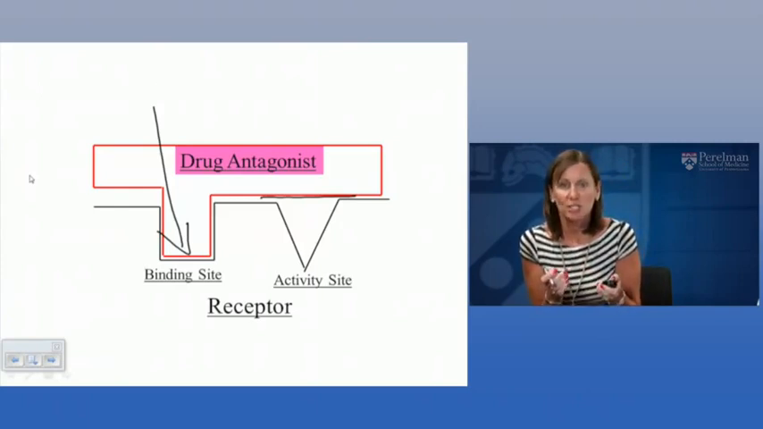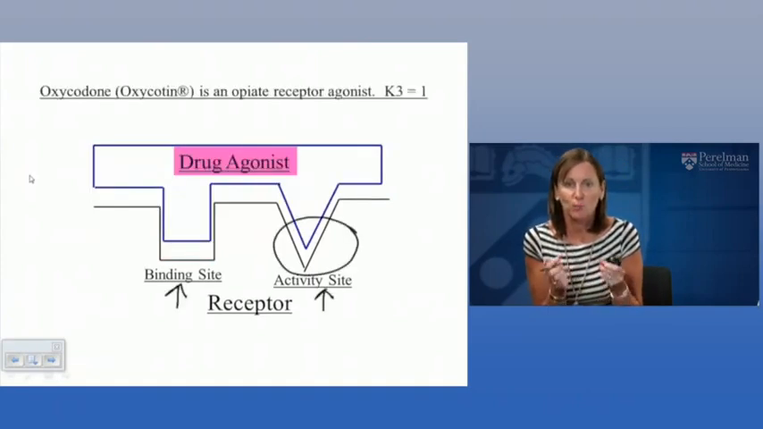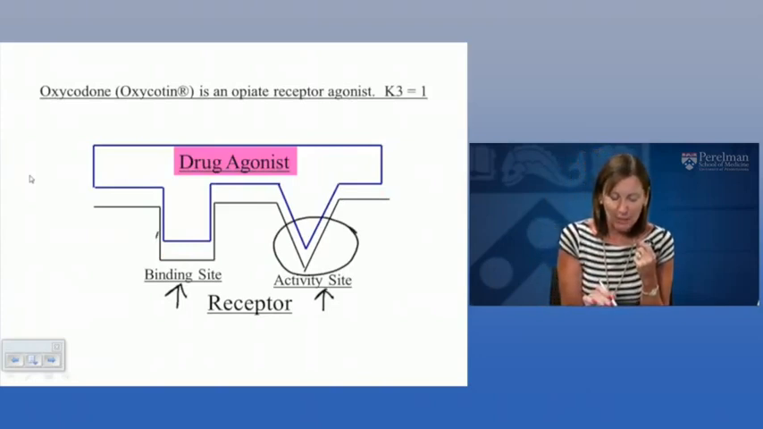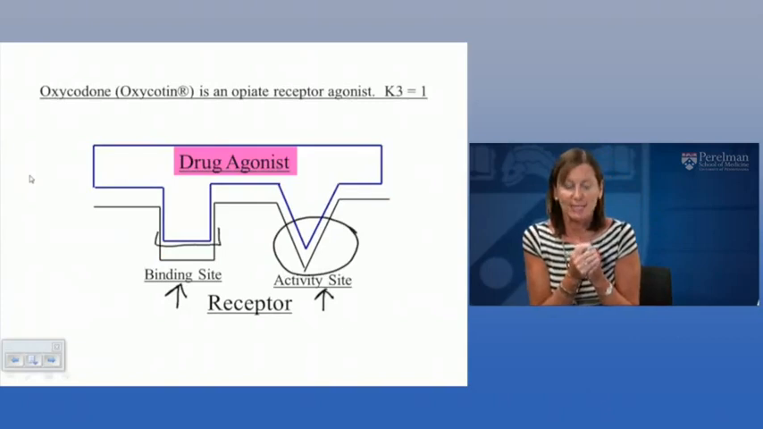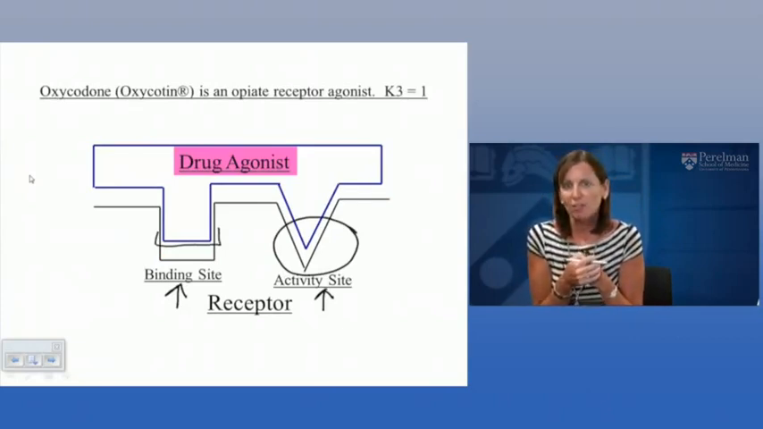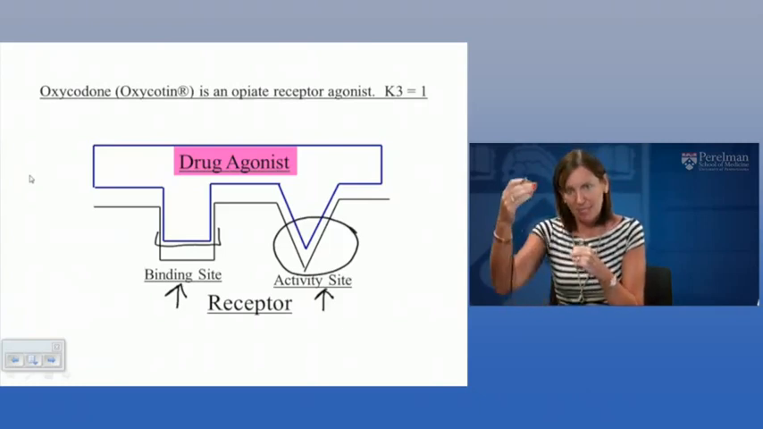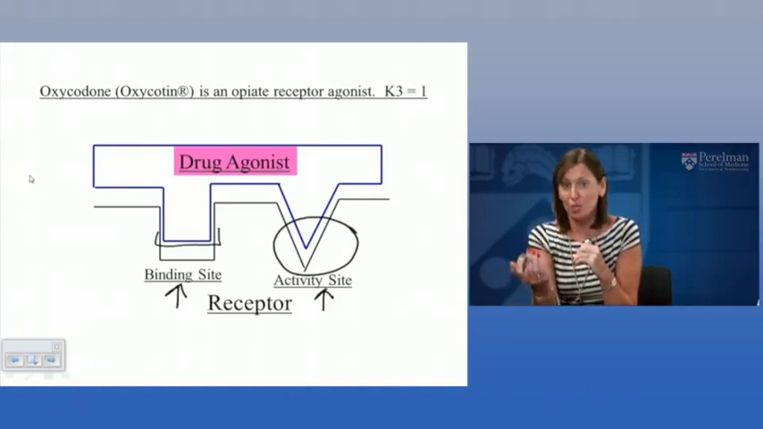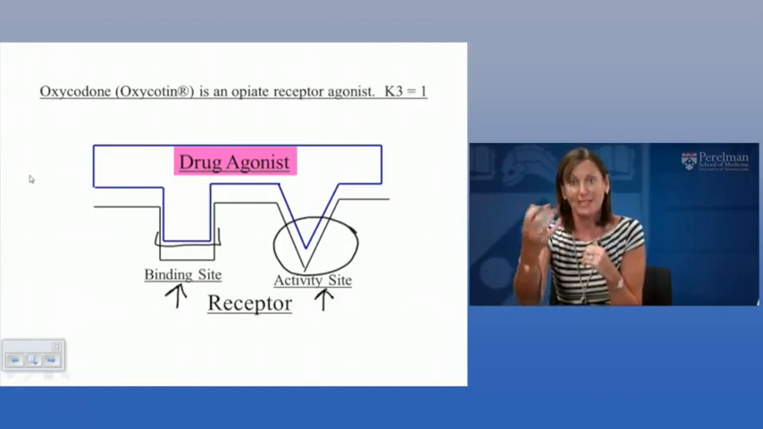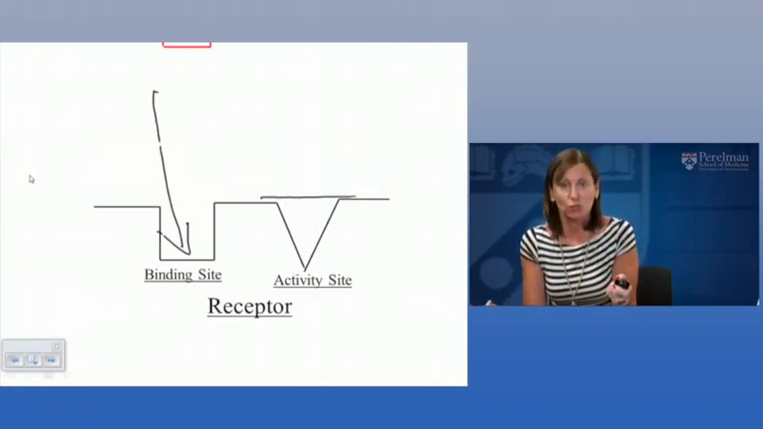And I'll return to this slide just one more time. In here, the agonist binding, you can see inserts into the binding site and inserts into the activity site. One of the things about agonists is that they come onto the receptor, they come off the receptor. So they are bound and then they're unbound. So it's a very dynamic relationship between the agonist binding to the receptor.